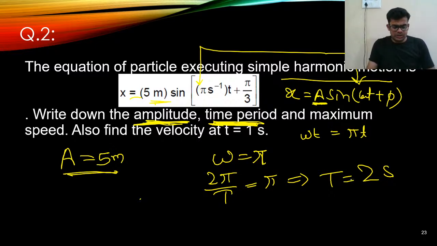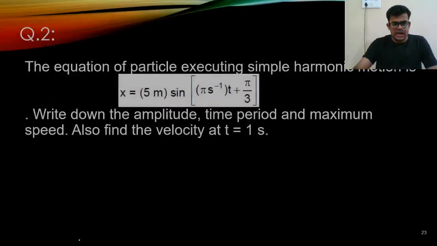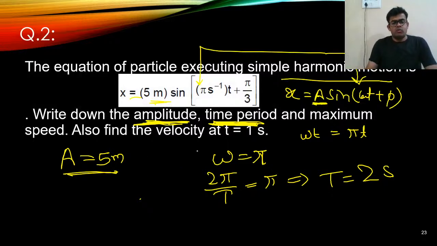The time period for this is just 2 seconds. Okay. That's all. After that, maximum speed. These two questions we have solved, right? So next, number 3. What is the maximum speed? V max. I already told its formula.